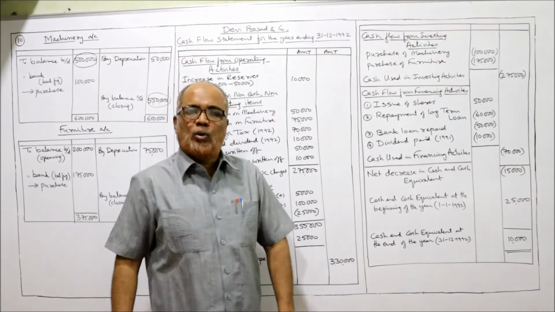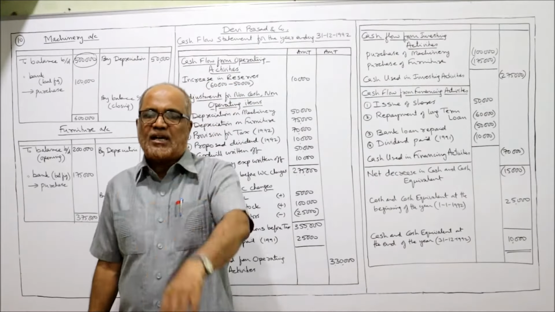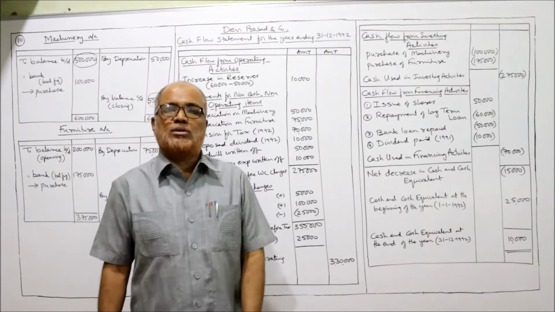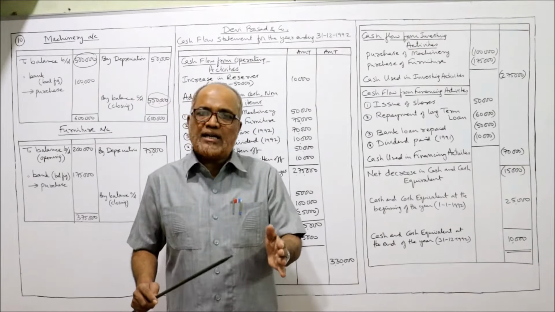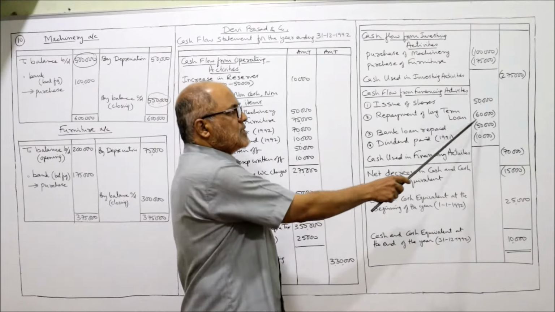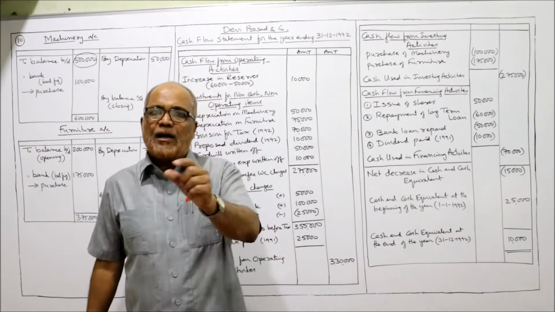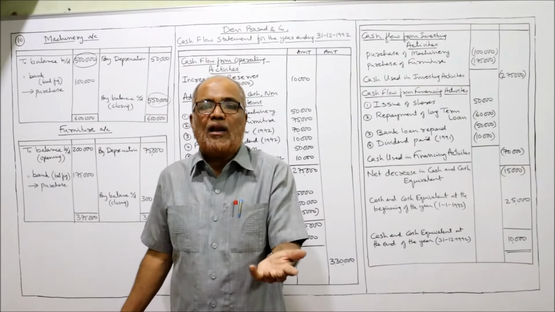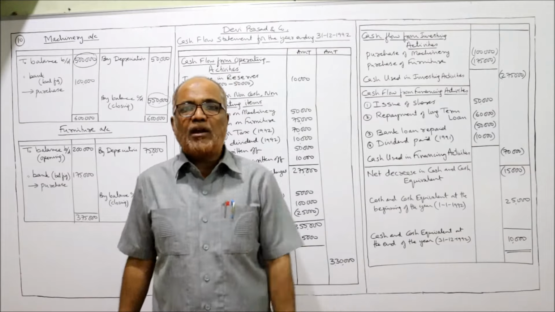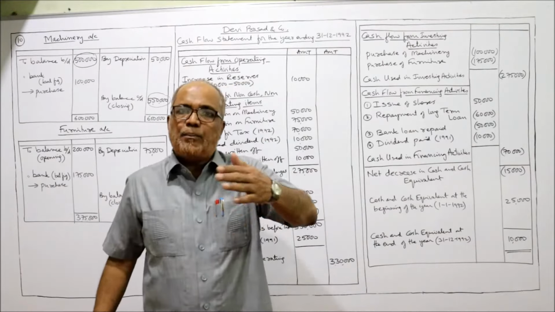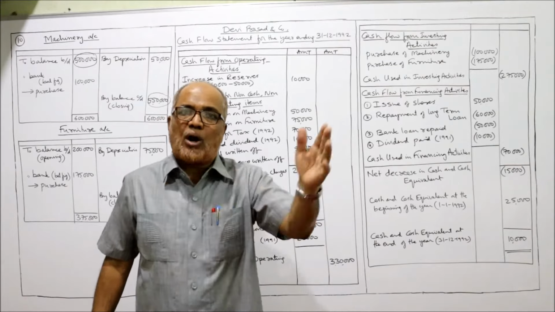Repayment of long-term loan. If you compare the long-term loan of last year and current year, the current year loan has decreased by 60,000. So repayment of long-term loan, 60,000. If you compare the bank loan, last year there is a bank loan of 50,000, current year nil. That means bank loan has been repaid. So bank loan repaid 50,000. Whenever there is repayment, it should be in bracket because outflow.